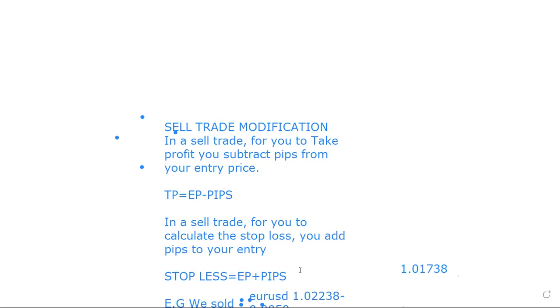Are you writing the note? Yes, I am. Check the formula where they wrote stop loss in your notes. It's even on the screen right now. Stop loss is equal to entry price plus pips. Anytime it confuses you, look at the formula. Okay, I've seen it. So entry price plus pips. And you said 25 pips for stop loss.